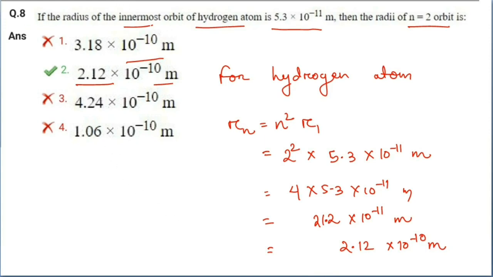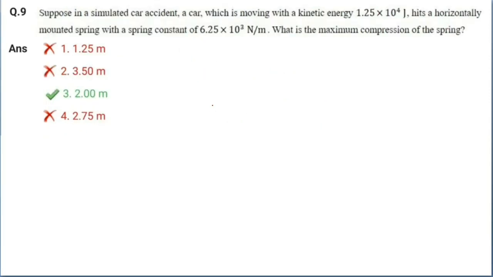What is the answer? That is 2.12 into 10 to the power minus 10 meter. That is, option 2 is the correct answer.